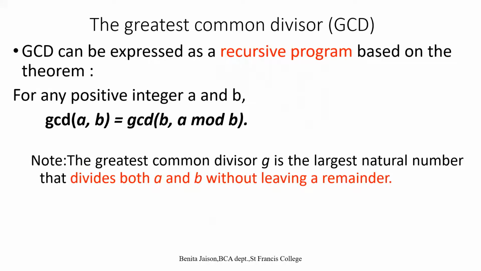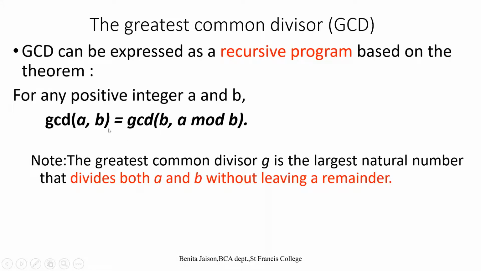Now we are going to see GCD. You can write it without recursion also, but we are going to write the algorithm and the program using recursive calls. So GCD can be expressed as a recursive program based on the theorem. When you hear the word theorem, no need to get scared. We are just finding the GCD of two numbers using this line; the theorem is only one line.